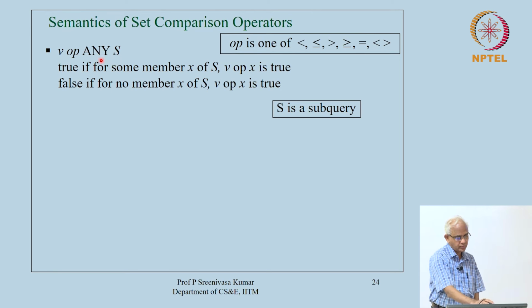So, let us start with any. V op any S is true if for some member x of S, for some tuple, V op x is true, because it is any S, and false if for no member x of S, V op x is true, where S is obviously a subquery of appropriate type. Of course, if the subquery produces a wider tuple, then it is an issue, right. Right now, we are assuming that the subquery produces tuples with a single value in each of them.